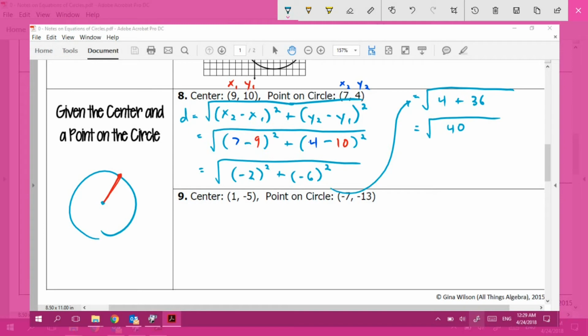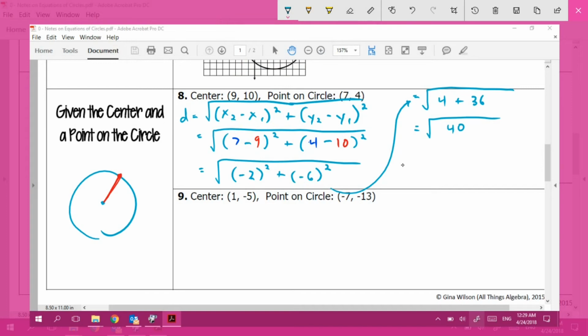Now we're just going to leave it like that because watch this. It's going to be very simple to write the equation for a circle. Remember, for the equation of the circle, I need the center. So I'm going to erase these values now. I just need the center and I need my radius. My radius I just found is the square root of 40.